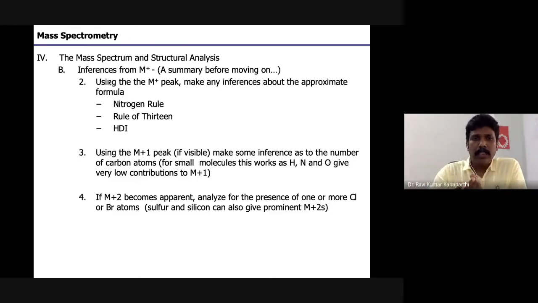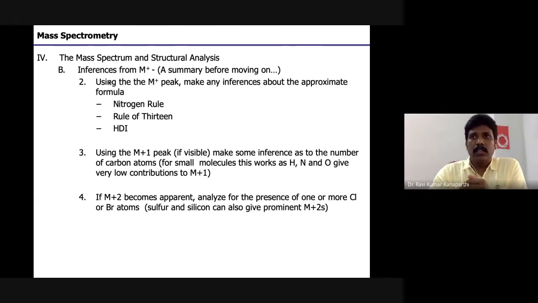And the HDI is another one. You can always apply it and then say something about it. And then you can look at another point. Once you have found your molecular ion peak, try to calculate how many carbon atoms are there. That is one immediate thing that one can do.